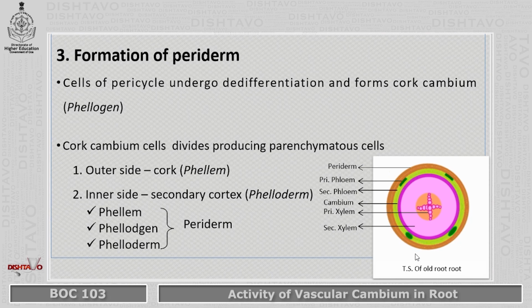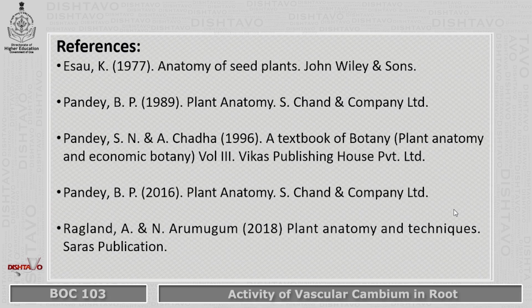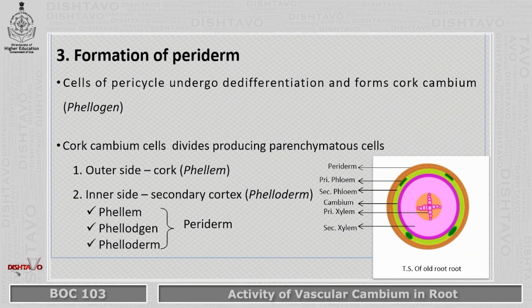At the end of secondary growth in roots, the outermost layer will be the periderm, followed by secondary phloem, followed by vascular cambium, secondary xylem, and primary xylem will be condensed into the conjunctive tissue.